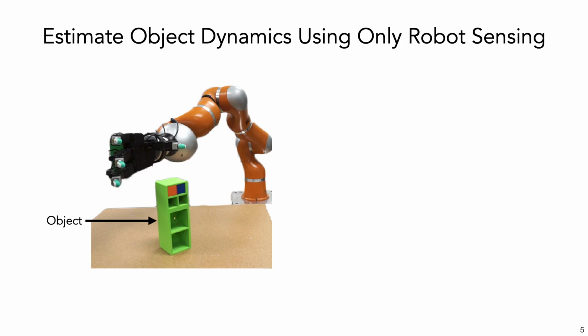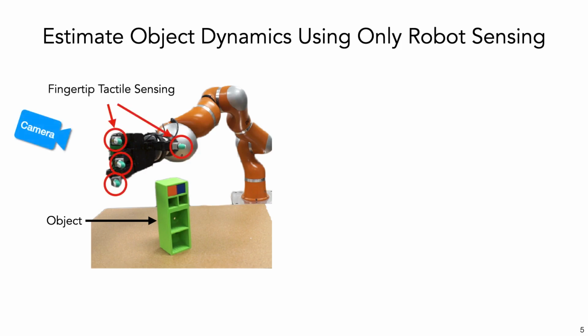To enable autonomous robots to infer object dynamics, we explore a more realistic setting. Our setup consists of a robot with a dexterous hand, equipped with tactile fingertips that can observe contact forces, and a camera to track the object in hand using depth.